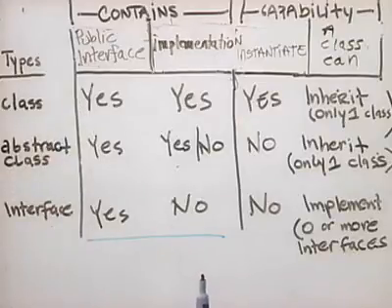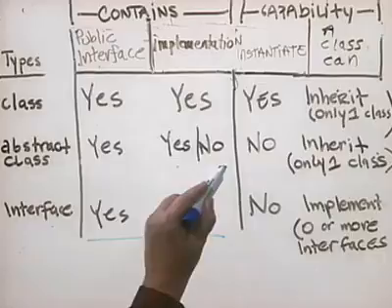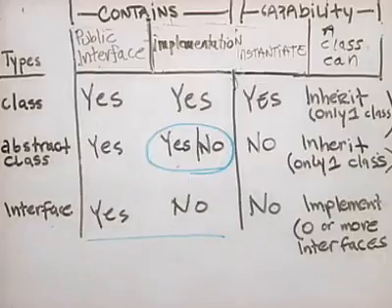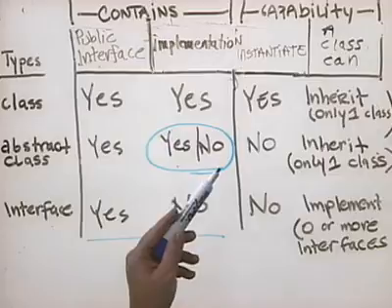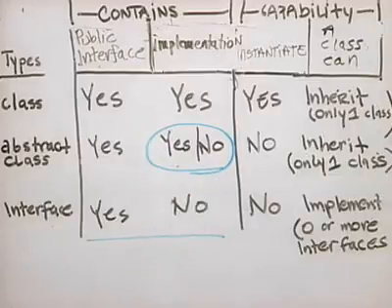The next column is, does it contain code or implementation? And you can see that a class definitely contains code, and an interface contains no code at all. An interface can't contain implementation. But you can see an abstract class is kind of a hybrid. It's a cross between a class, meaning a concrete class, and an interface. It has some implementation, and other methods don't have any implementation at all. So an abstract class is really just a concrete class that just hasn't been completed yet. It's missing some code.